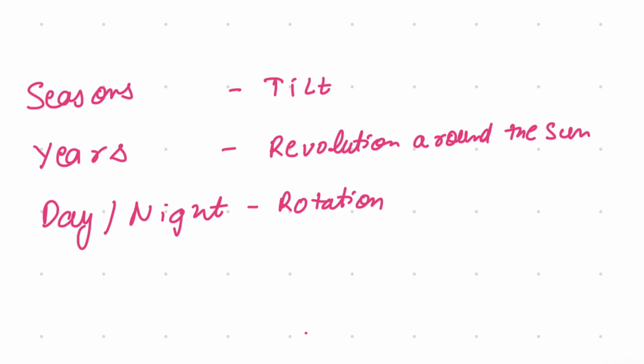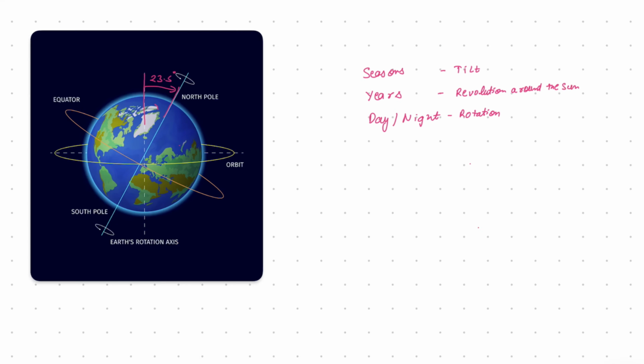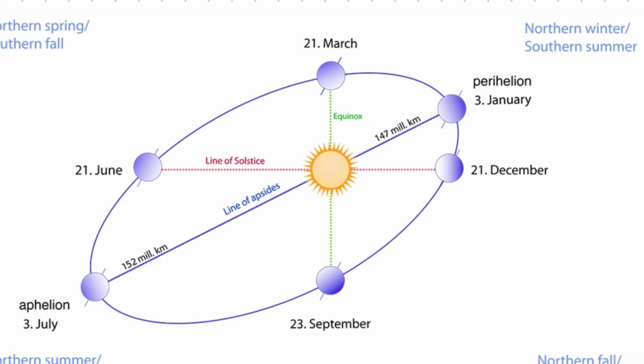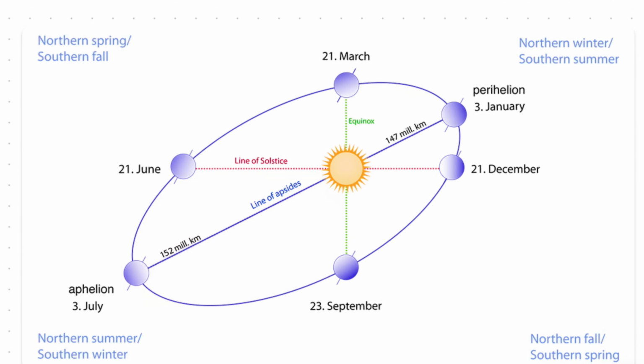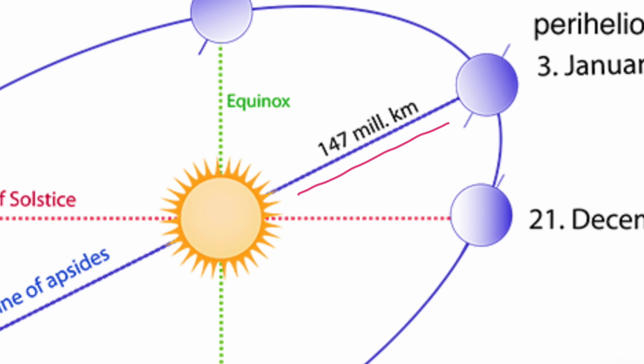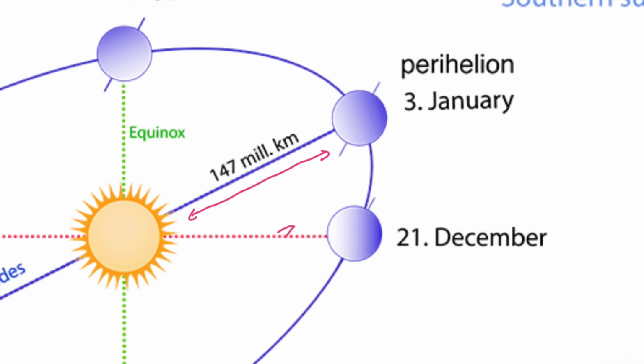We all know we go through different seasons throughout the year, and these seasons happen because of the Earth's position with respect to the sun. First, we'll talk about when Earth is closest to the sun. When Earth is closest to the sun, we call it perihelion, and it happens on 3rd of January.